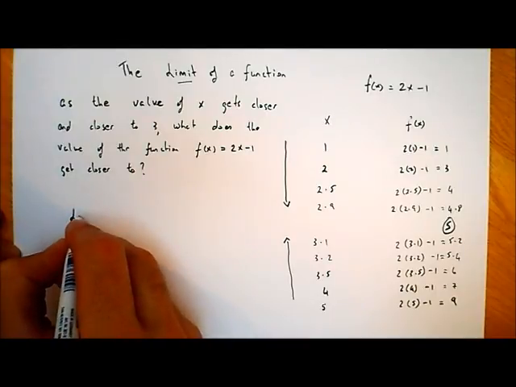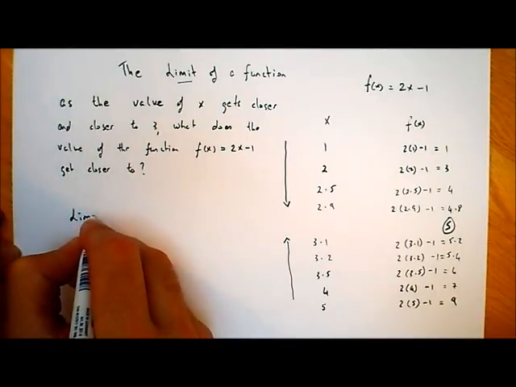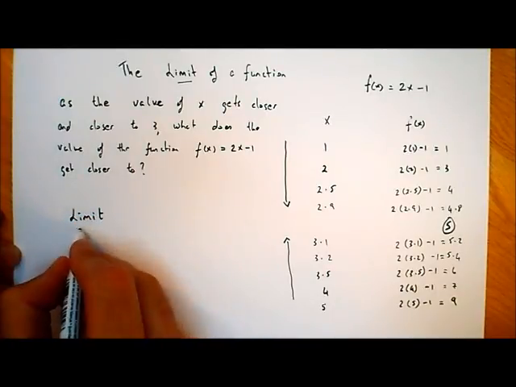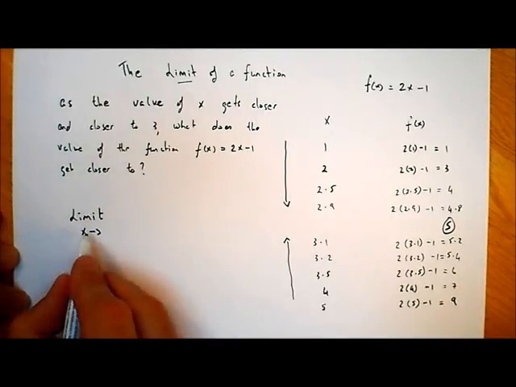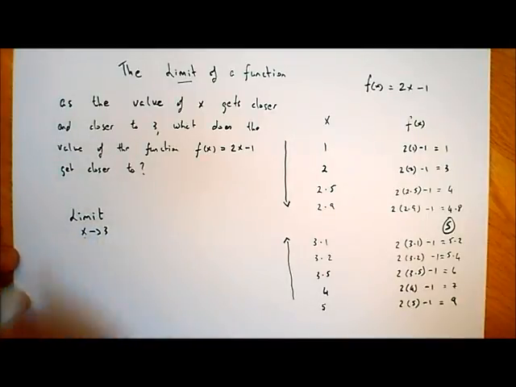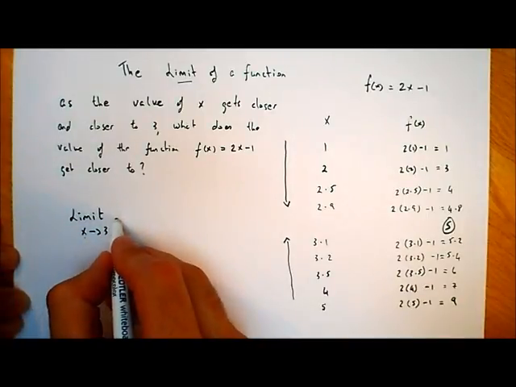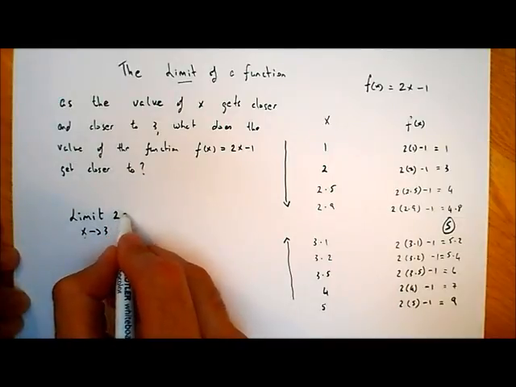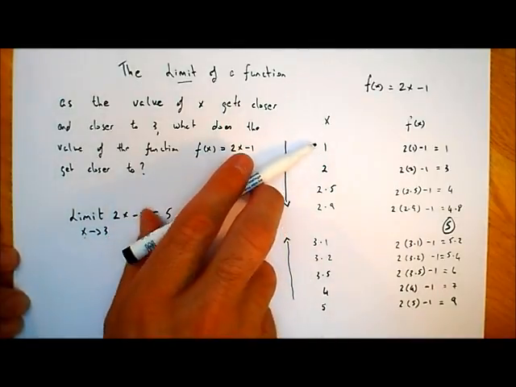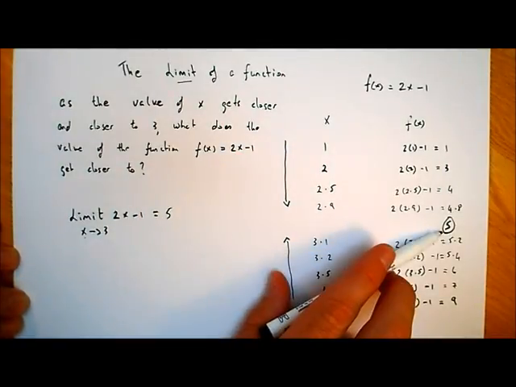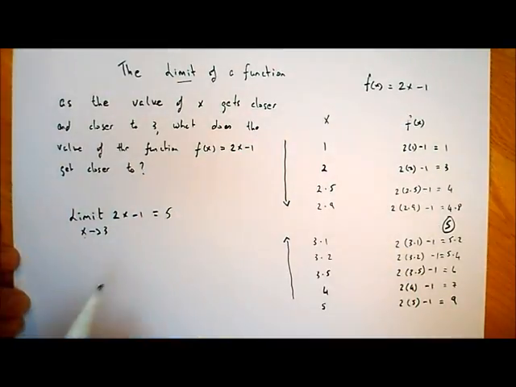So we can write the limit of the function as the value of x, and we write it down underneath, approaches. So x is getting closer and closer to 3, so we say x approaches 3, of 2x minus 1, and we say that that's equal to 5, because as the values of x get closer to 3, the value of f of x gets closer to 5.